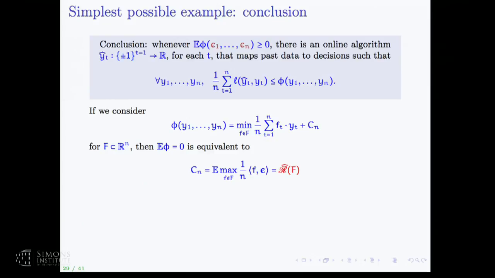Because the expected minimum when the y's are epsilons is less than zero. It's not more than zero. So when you take the expected minimum of this, it's clear that it is going to be small, going to be upper bounded by the minimum of the expectation, and that's zero. So clearly we need to correct it.